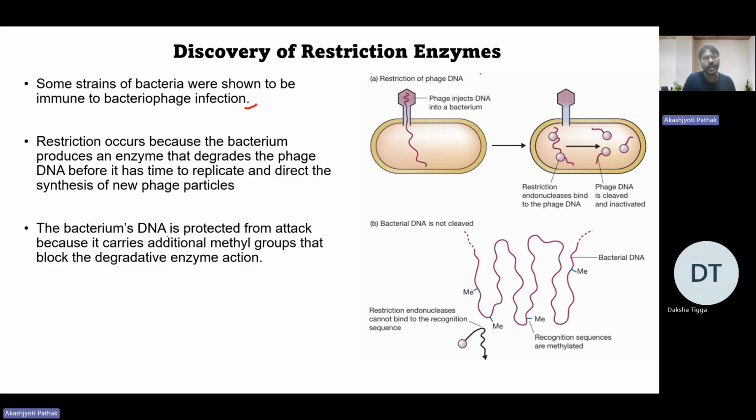So that is why the bacterium's DNA is protected from attack, because it carries additional methyl groups that block the degradative enzyme action. So bacterial DNA is not cleaved, and restriction endonucleases cannot bind to the recognition sequences. Why? Because the recognition sequences are methylated. All these figures are taken from the book by T.A. Brown. So that is how the bacteria can prevent phage infection.